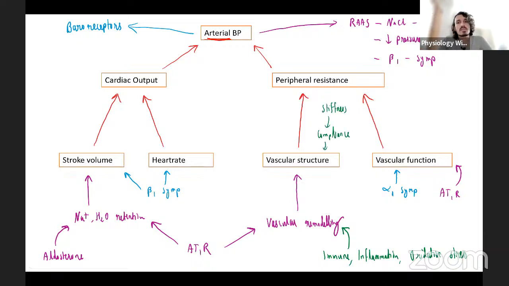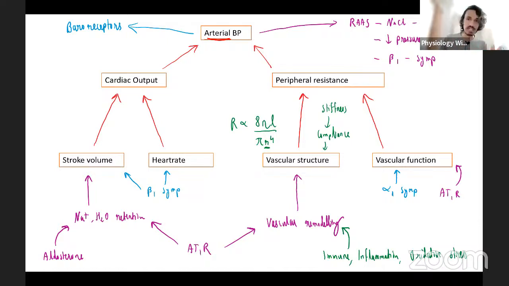Otherwise, in the vascular structure, if, for example, its compliance is affected, as in it becomes stiff, like arteriosclerosis, in that instance also peripheral resistance is increased. Or, when you talk about the vascular structure, you can think of this formula: resistance is directly proportional to 8 eta L by pi r raised to 4. So if we look at the radius, it is to the power of 4 and inversely proportional. So when the radius changes, accordingly, the resistance also changes.